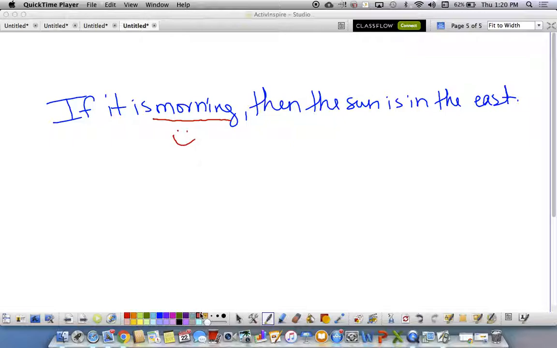And what is the hypothesis? Morning, yes. That's all the hypothesis is. If it is morning. Okay, so the word then is in the conclusion? I'm doing this first just to get the scenario. If hypothesis, then conclusion. So is the word then part of our conclusion? No, it's not.